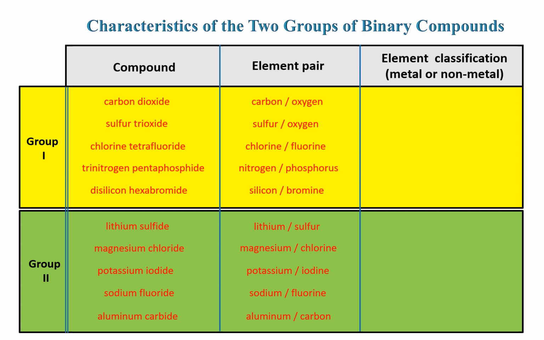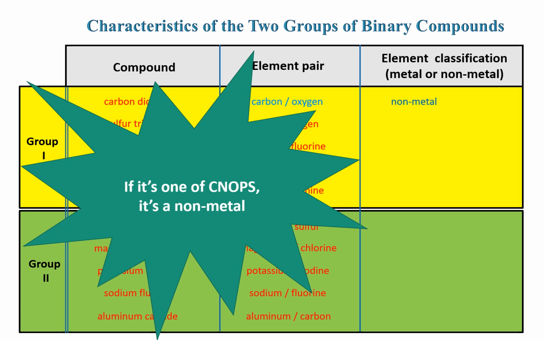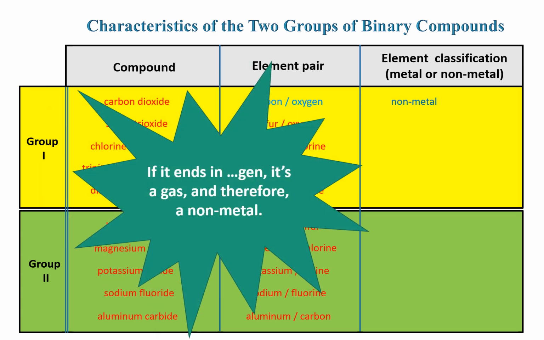If you can remember without looking them up, that's great. And if not, you can always pull out a periodic table. I'll help out with the first pair. That's carbon and oxygen. Then you complete the rest. Carbon is one of the CNOPS group. It's a nonmetal. Oxygen ends in "gen." It's a gas and therefore a nonmetal. Now you do the rest.